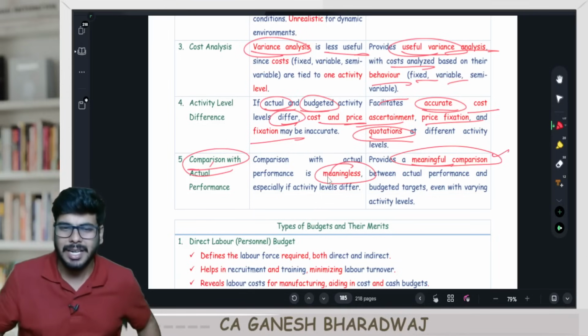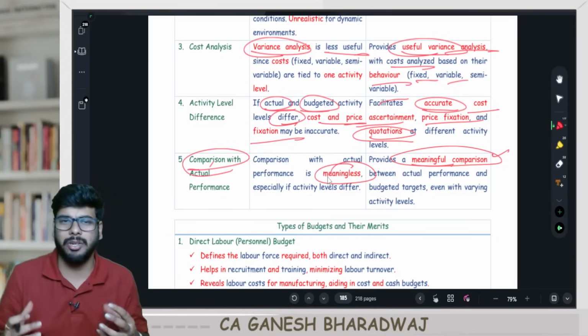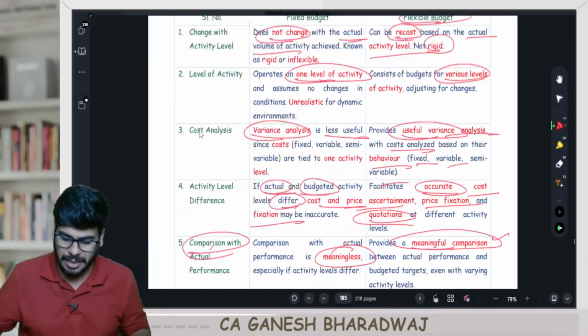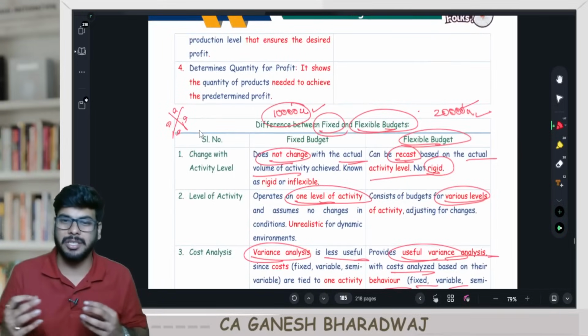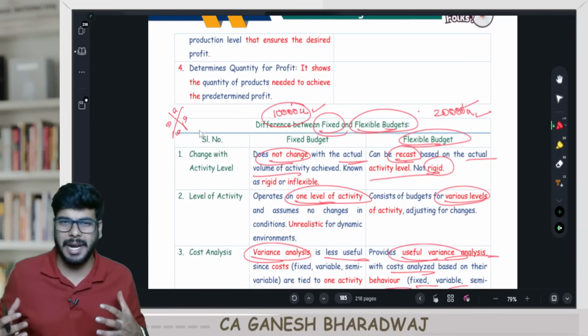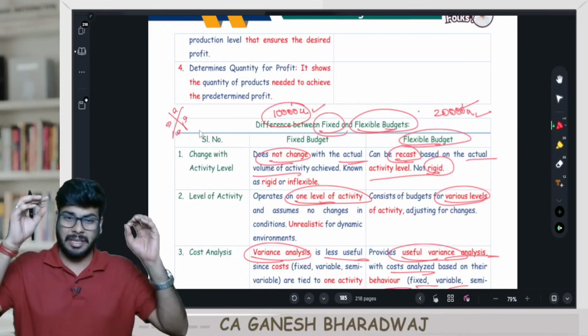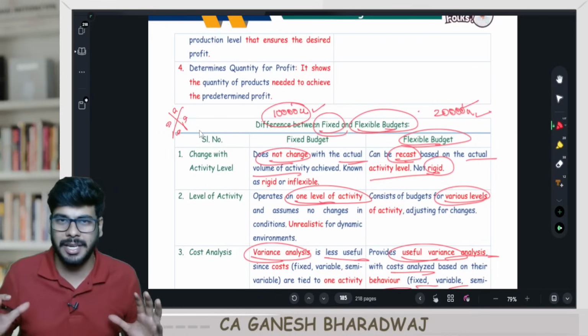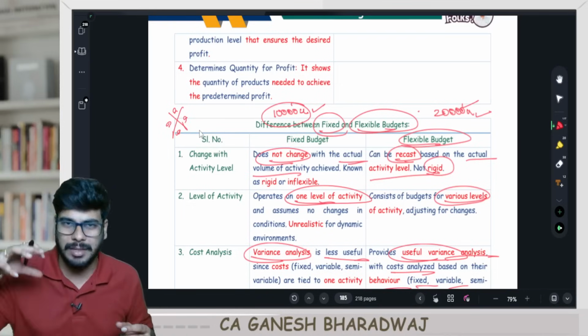So these two are important concepts: zero-based budgeting as well as fixed and flexible budgets, and the difference between them. This is a very popular exam question in this area. Sir, will it come only from this, sir? No, I'm not saying that, but these two are popular exam questions from this chapter.